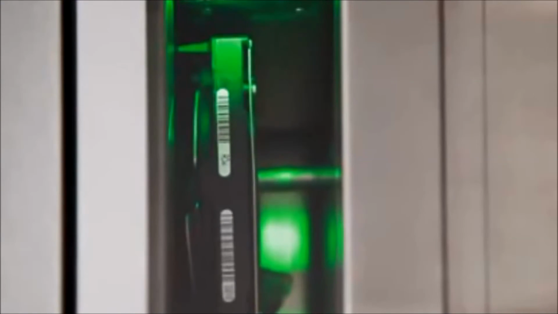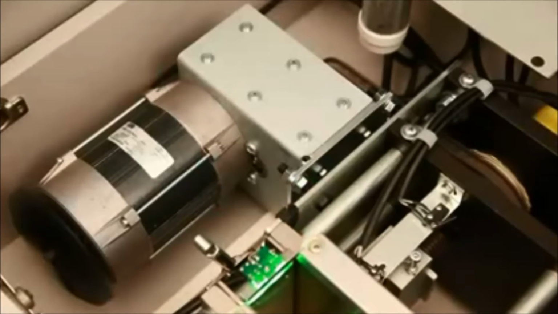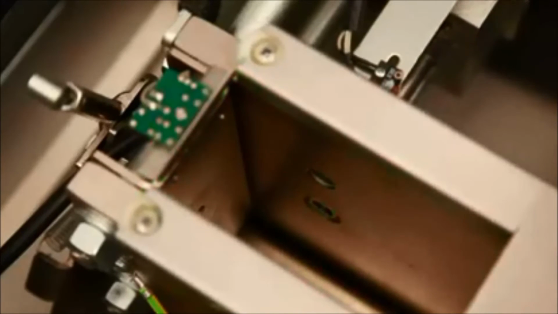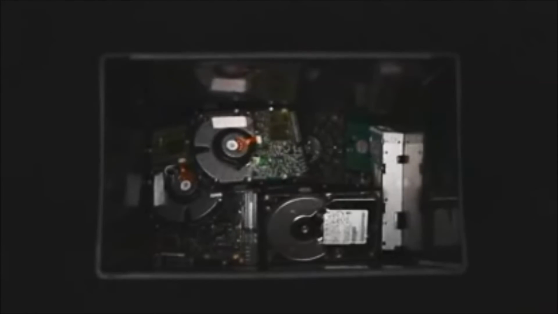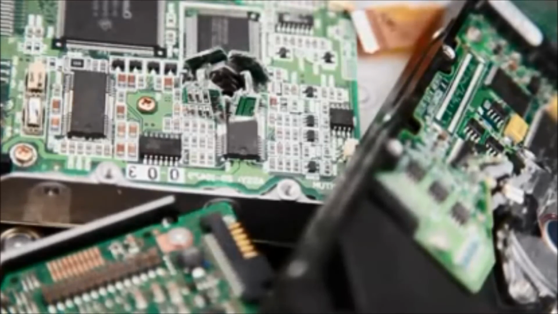The quiet, very powerful 640-watt single-phase motor with a twin drive system provides a combination of high performance and durability. After punching, the hard drives are collected in a handy container until they can be disposed of.